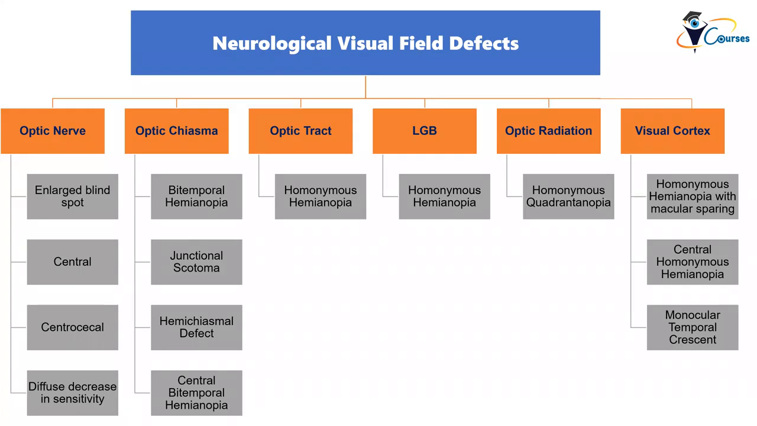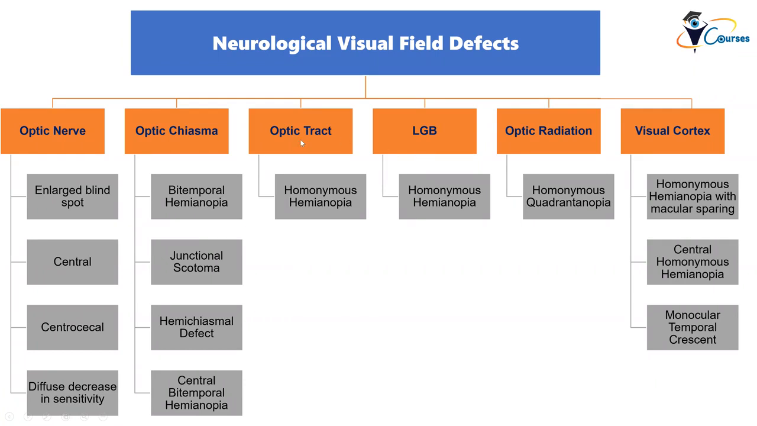It could be an enlarged blind spot, or a central scotoma, or a centrocecal scotoma. And by scotoma, we mean a visual field defect, a diffuse decrease in sensitivity. In the optic chiasm, the lesions include bitemporal hemianopia, junctional scotoma, hemichiasmal defect, or central bitemporal hemianopia. Lesions in the optic tract may cause homonymous hemianopia, as well as in the lateral geniculate body.